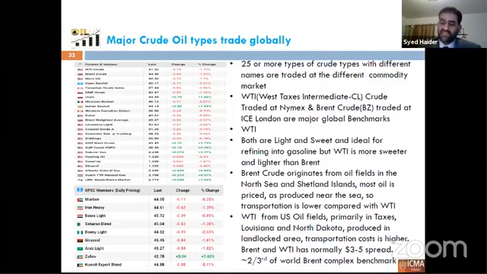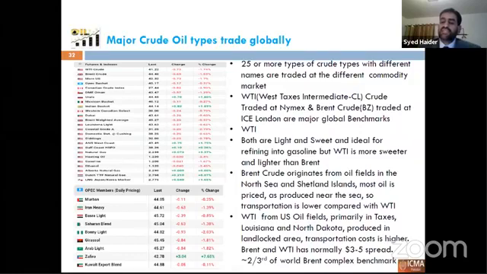Now this is actually a very tricky part. The Brent crude, as I explained a little earlier, originates mostly in the North Sea and the Shetland Islands area, close to Norway. So it's easy to produce and ship, and it's very near the sea, so you can transport the oil to many more regions compared to WTI.